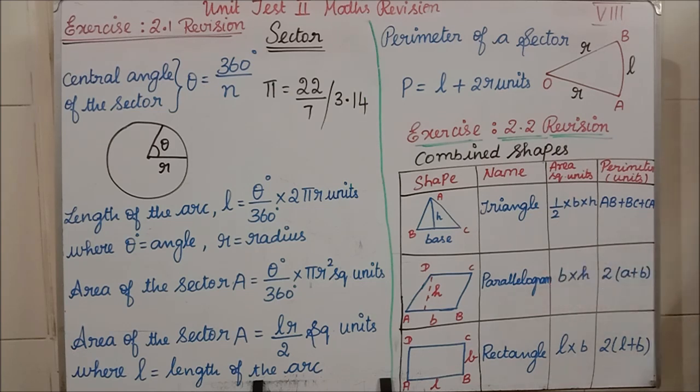Clear? The next is parallelogram. A parallelogram has only the base and height. So the area of the parallelogram is base into height square units. Similarly, the perimeter of the parallelogram is 2 into (A plus B). Clear? The next one is rectangle. Area of the rectangle is L into B. Perimeter of the rectangle is 2 into (L plus B). Clear, students, all of you?